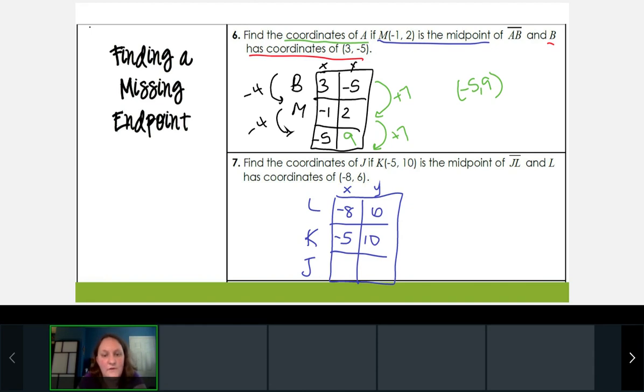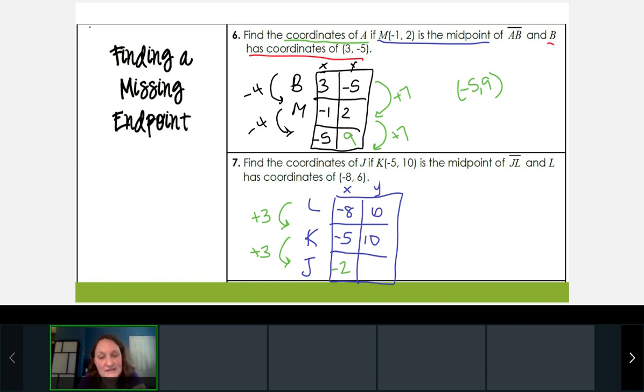So how would you go from a -8 to a -5 on a number line? You would add 3. Since K is exactly in the middle, whatever the distance between L and K is has to be the same distance between K and J. So you add 3 again. -5 plus 3 is -2.